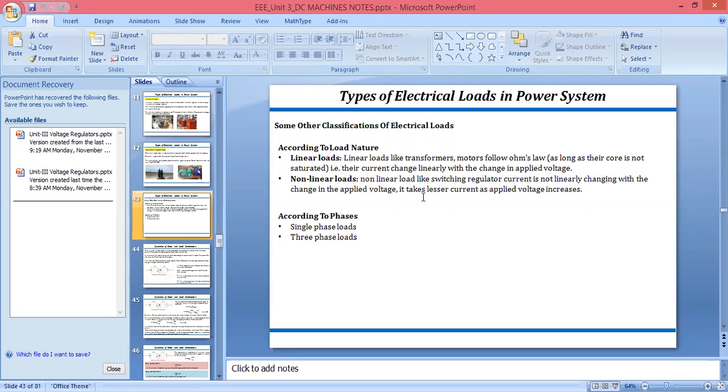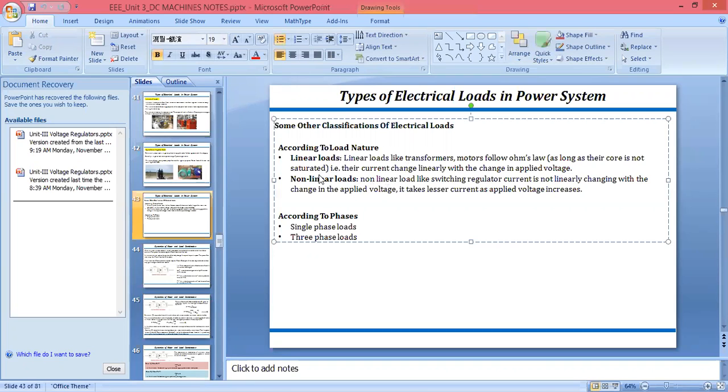And if you see, it takes lesser current as we are applying a higher amount of voltage. But if it was linear, a lesser voltage will give lesser current, and a more amount of voltage will give more amount of current. It means in a linear load, current is linear with respect to the applied voltage. And in non-linear, the generated current will be non-linear with the applied voltage. That we can say is a non-linear load.